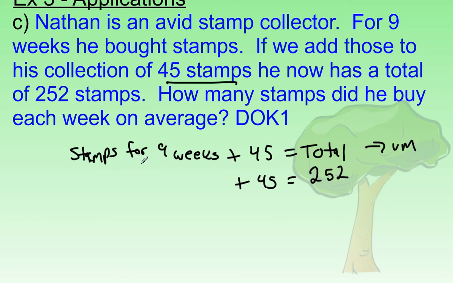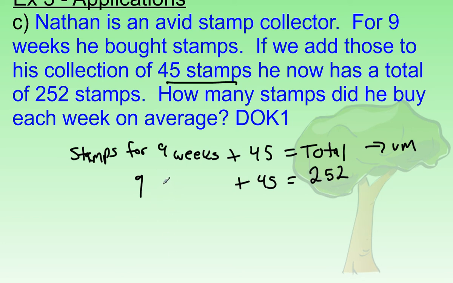Now, the stamps for 9 weeks, we don't know how many he got. We know he collected for 9 weeks. The question is asking, how many stamps did he buy each week on average? So if he bought 3 stamps each week for 9 weeks, 9 times 3 plus 45, is that going to give us 252? Well, no, that's probably a little bit too small. We want to know how many did he buy each week.